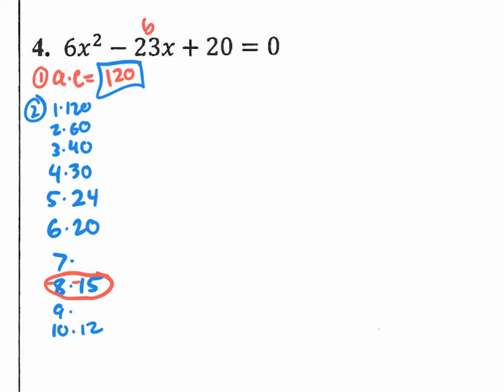So let me rewrite the whole thing. We have a 6x squared. We have a, not minus 23, I'm sorry, a minus 8. Let me rewrite it in blue here. Minus 8x, and then minus 15x. That's instead of the minus 23 that we had as a B value. And our C value is plus 20. So all we've done is change 3 terms to 4 terms. And why do we do that? So we can now factor by grouping.